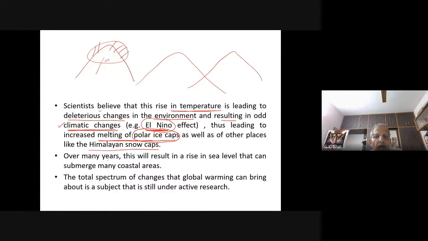Over many years, this will result in a rise in sea level that can submerge many coastal areas. So, this melting of the polar ice caps results in a rise in sea level. Remember, it is a known fact. If you want to settle in life, especially I am telling those who are in the coastal area, if a good proposal comes, make it a point to get married to a person who is away from the coastal area. Are you hearing me?